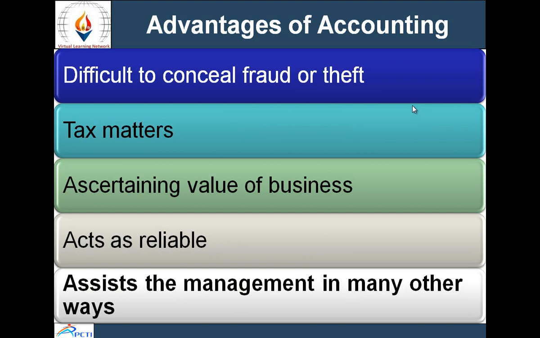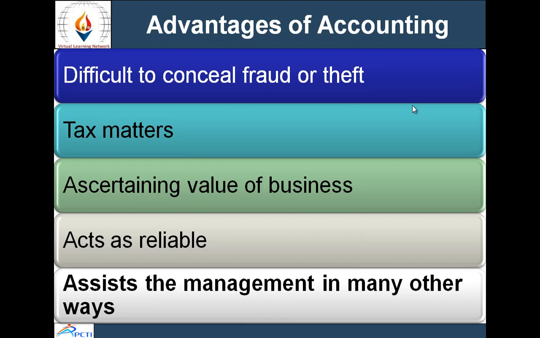Next is difficult to conceal fraud or theft. It is difficult to conceal fraud, theft, etc. because of the periodic balance of books of accounts. Further, in big organizations, the bookkeeping work is divided among many persons, which minimizes the chance of committing fraud.